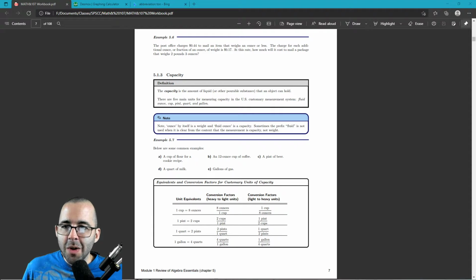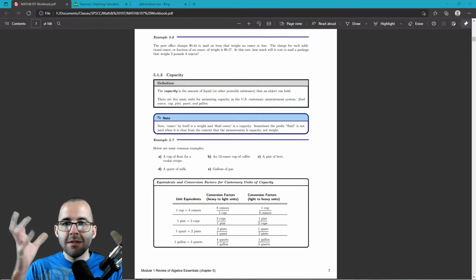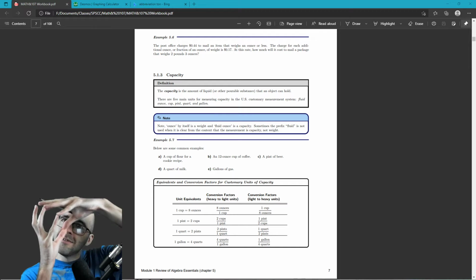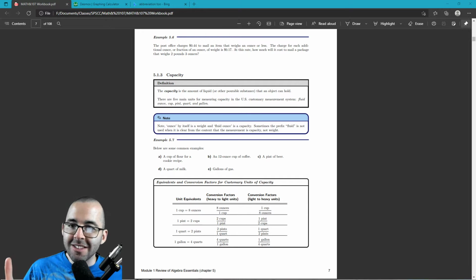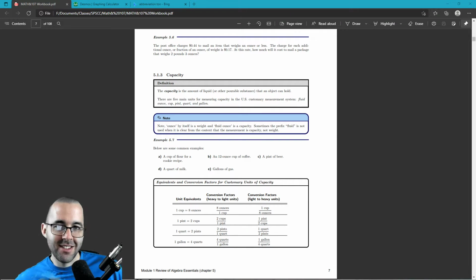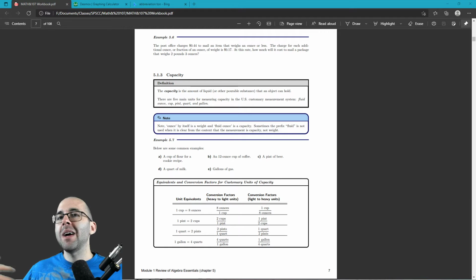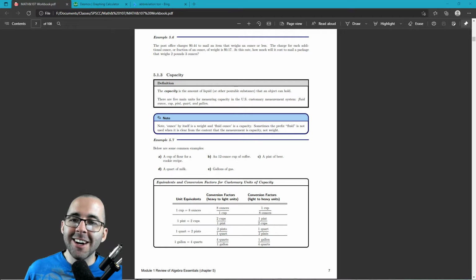All right, part 3, capacity. Very similar to the last two parts with unit conversions. The difference here is that we're now talking about volume. So you can read through the definition of the notes. Don't confuse fluid ounces with ounces. 16 ounces are in a pound, but 8 fluid ounces are in a cup.